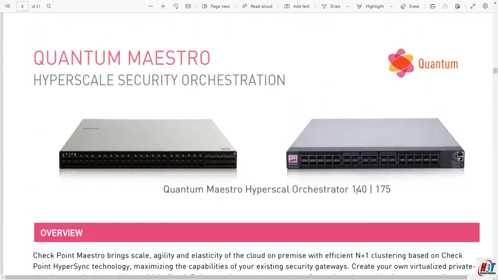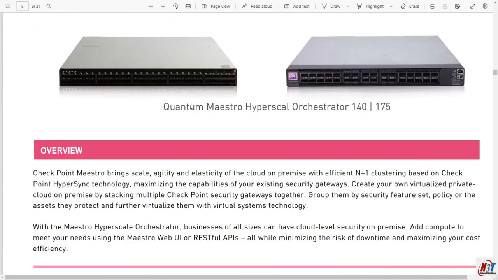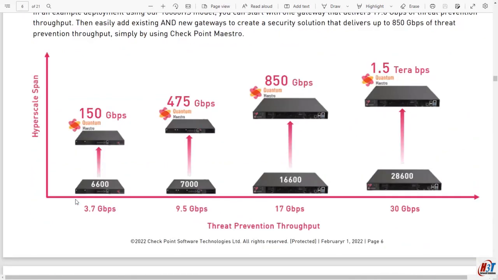Now talking about the Quantum Maestro, which is basically a hyperscale security orchestration appliance, right? So you can see the appliance looks like this, and then if you go to the series, it is basically here. You can see they have the 6600 series, which ranges from 33.7 Gbps to 150 Gbps, and then you have the 7000 from 9.5 Gbps to 475 Gbps.